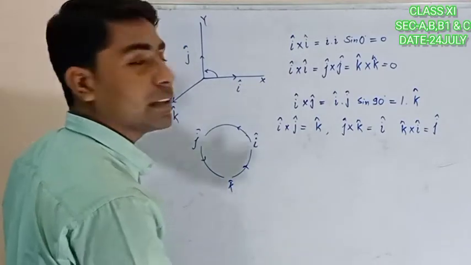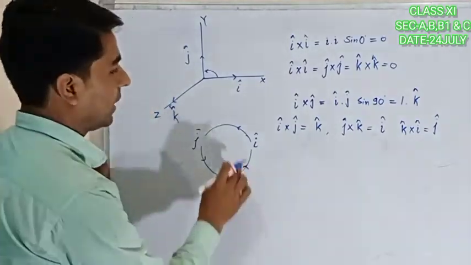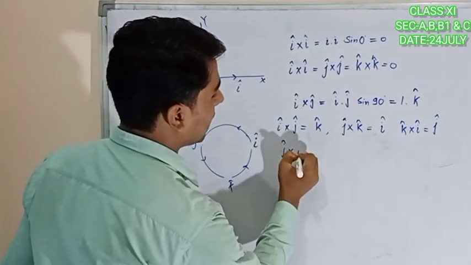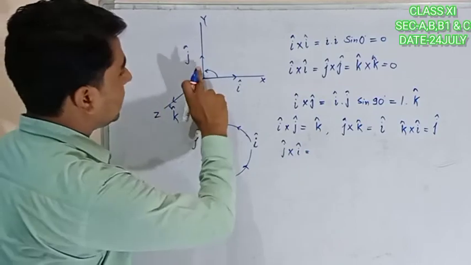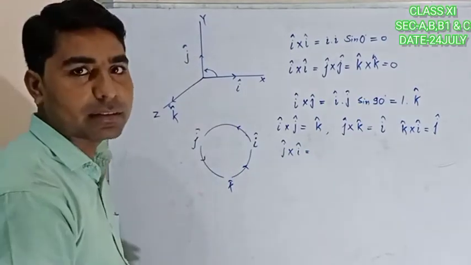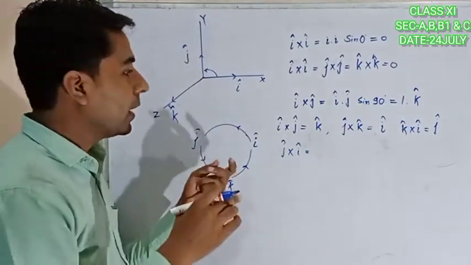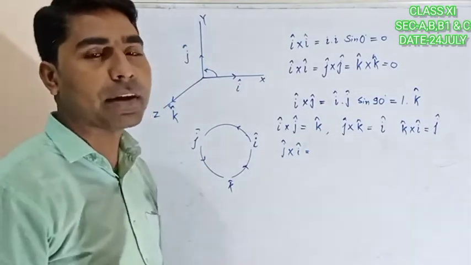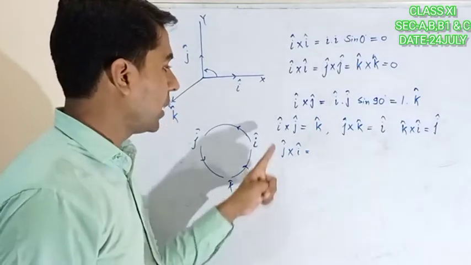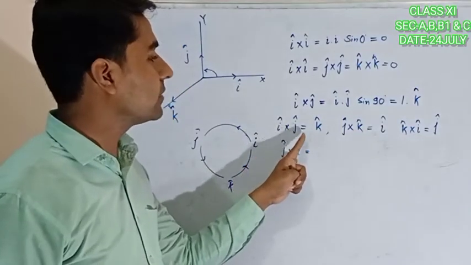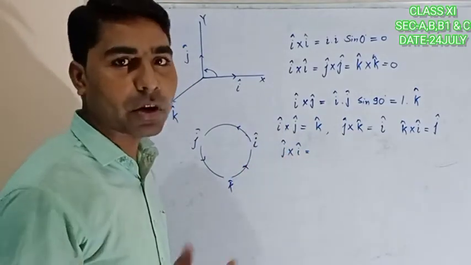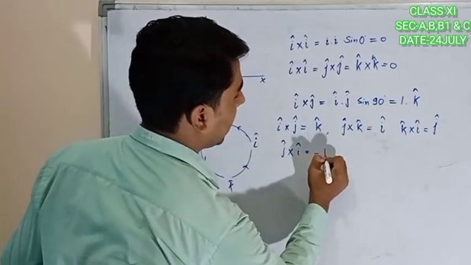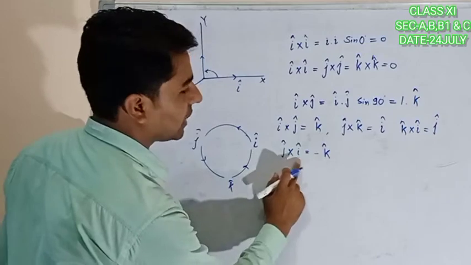But if we are reversing the order, meaning instead of i cross j, I am going to do j cross i cap. So j to i, the reverse angle, the opposite. What you are remembering is that a cross b, the vector product, is not commutative. So if you want to write i cross j is equal to j cross i, what do you have to write? A negative sign. So just put a negative and k cap. So j cross i is what?